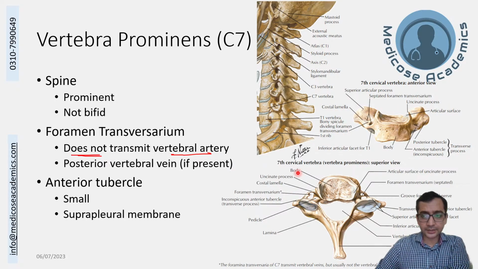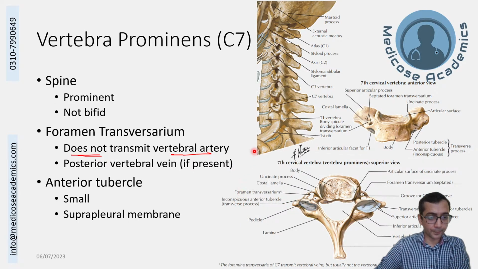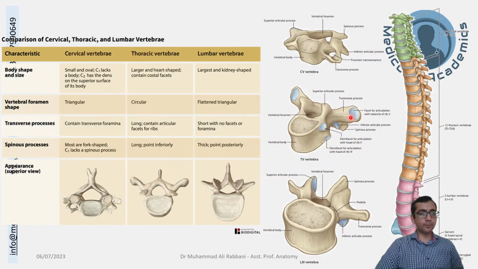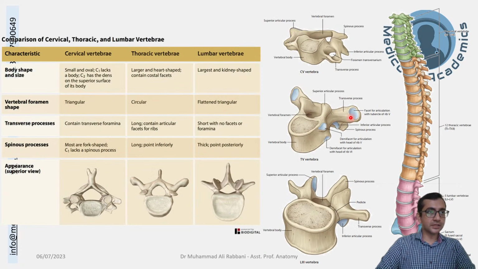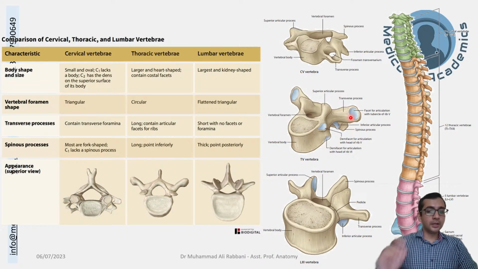That's it about it. It gives attachment to the suprapleural membrane, the Sibson's fascia you read in the thorax. It originates from the tip of the transverse process of C7 and moves down. So that's the vertebra. I will not go into much detail for the comparison between the cervical, thoracic and lumbar vertebrae; let me take a break here. I'm leaving it as food for thought.